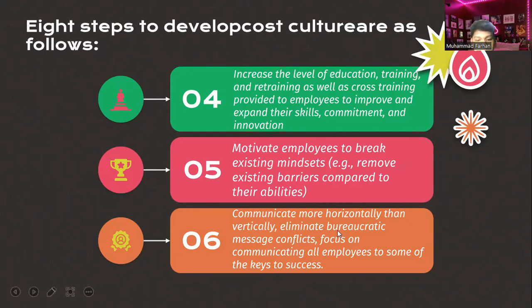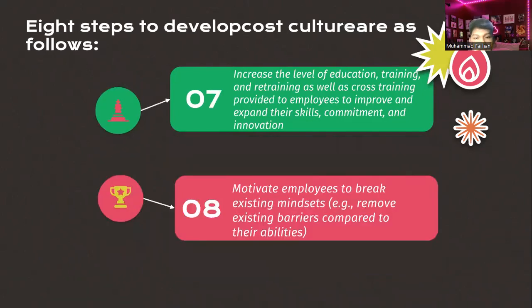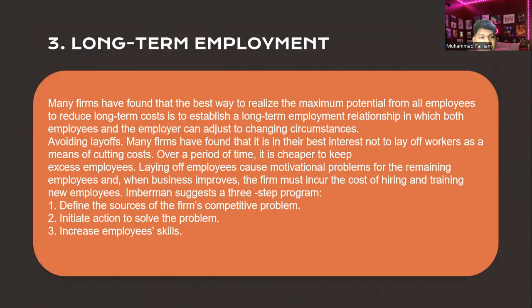Number six is communicate more horizontally than vertically, eliminate bureaucratic messages and conflict, and focus on communicating to all employees some of the keys to success. Number seven is increase the level of education, training, and retraining, as well as cross-training provided to employees to improve and expand their skill, commitment, and innovations. Number eight, motivate employees to break existing mindsets, for example, remove existing barriers compared to their abilities.